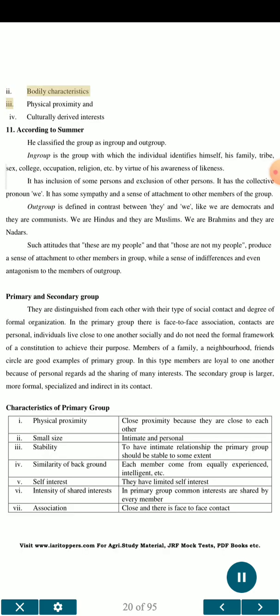Bodily characteristics, physical proximity and culturally derived interests. According to Sumner, he classified the group as in-group and out-group. In-group is the group with which the individual identifies himself: his family, tribe, sex, college, occupation, religion, etc.